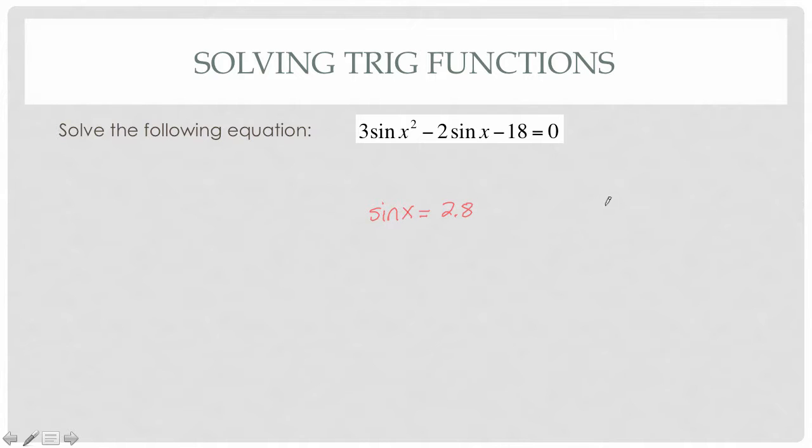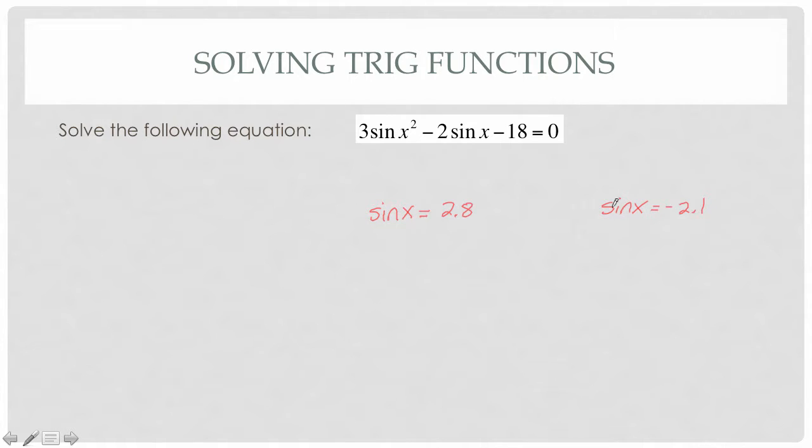That was one of the solutions. And the sine of a number equaled, let's see what the other one was, negative 2.1. And for both of these, there is no angle that'll give me that sine value. So at this point, I'm done.